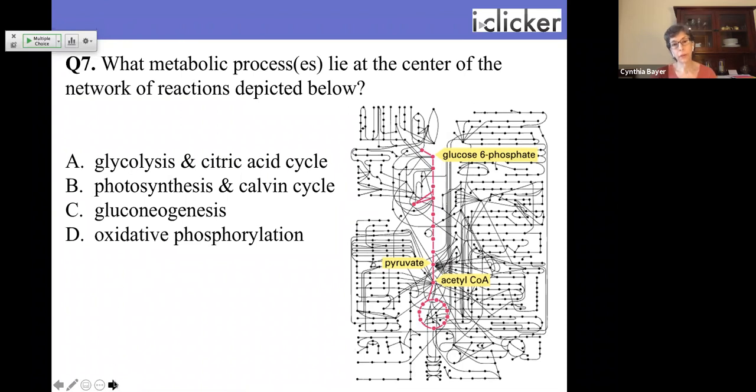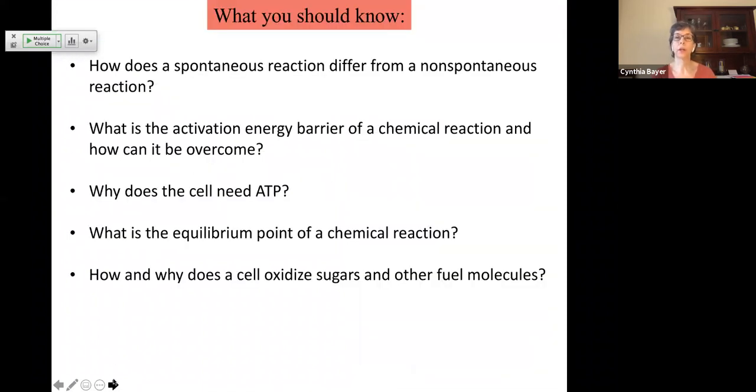So as a reminder of what you should hopefully know from this chapter, getting ourselves ready to think about energy processing in cells: what's the difference between a spontaneous and a non-spontaneous reaction? What's the activation energy? What is that barrier? And how can it be overcome? Why does the cell need ATP? Why does it go to all the trouble to make ATP in cell respiration? What are some of the jobs of ATP in a cell? What about all of the different chemical reactions of a cell? What do we mean by equilibrium point? How is it reached? Is it reached?